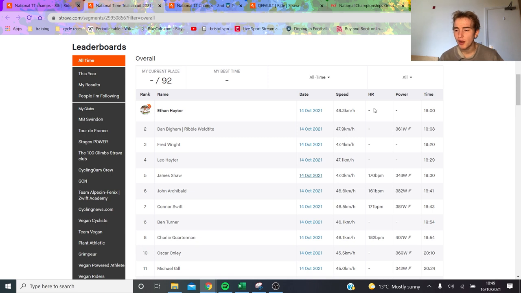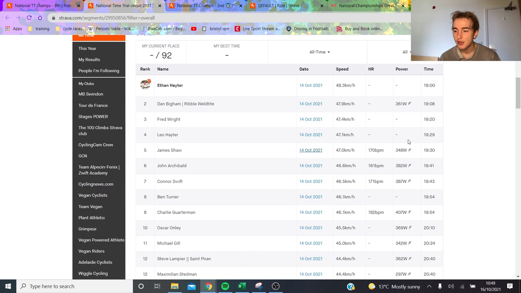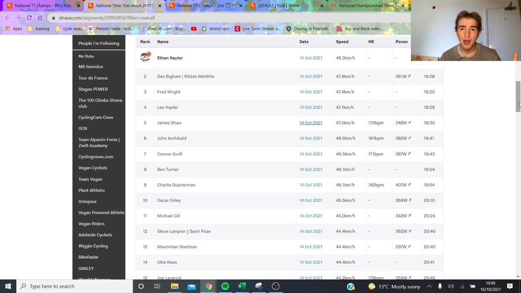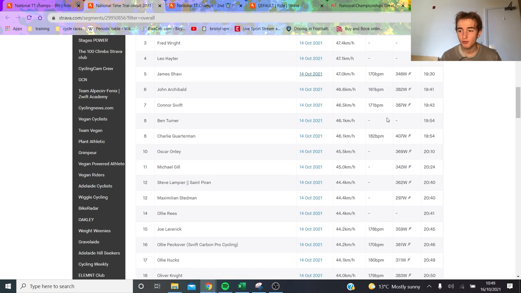So you can see straight away, if we look at Ethan Hayter, Dan Bigham did 360, James Shaw 350, Archibald 380. So you can see already that there's no correlation between power numbers and speed. And you could say that they weigh different weights, and that is true because it is slightly hilly, but obviously the main determinant of speed in a time trial is watts per CdA. CdA obviously being your drag coefficient times your area.